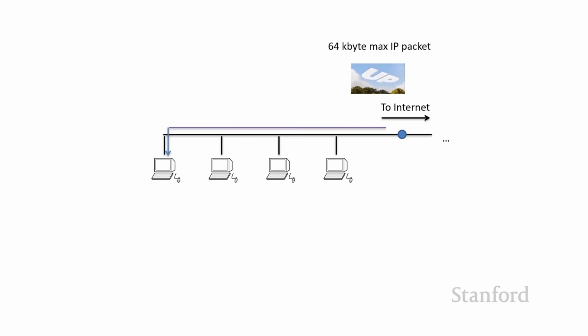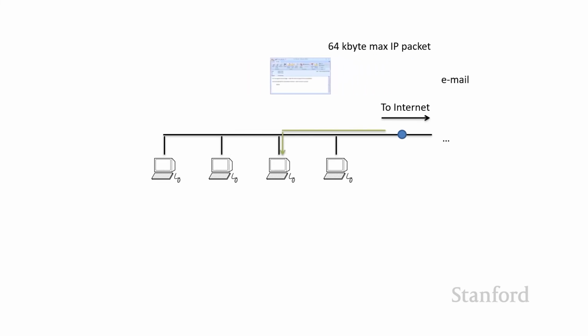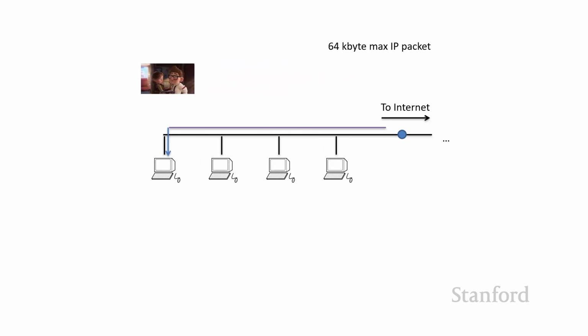Maybe my friend next door is watching the movie Up. She'll get her 64 kilobyte packet from Up. I'll get a packet from The Lord of the Rings. Maybe somebody's actually trying to get some work done. They'll get some email in. And basically, the packets will all be sharing the same cable. And some packets will come in for me. Some packets will come in for somebody else. People will be able to get work in between our packets.